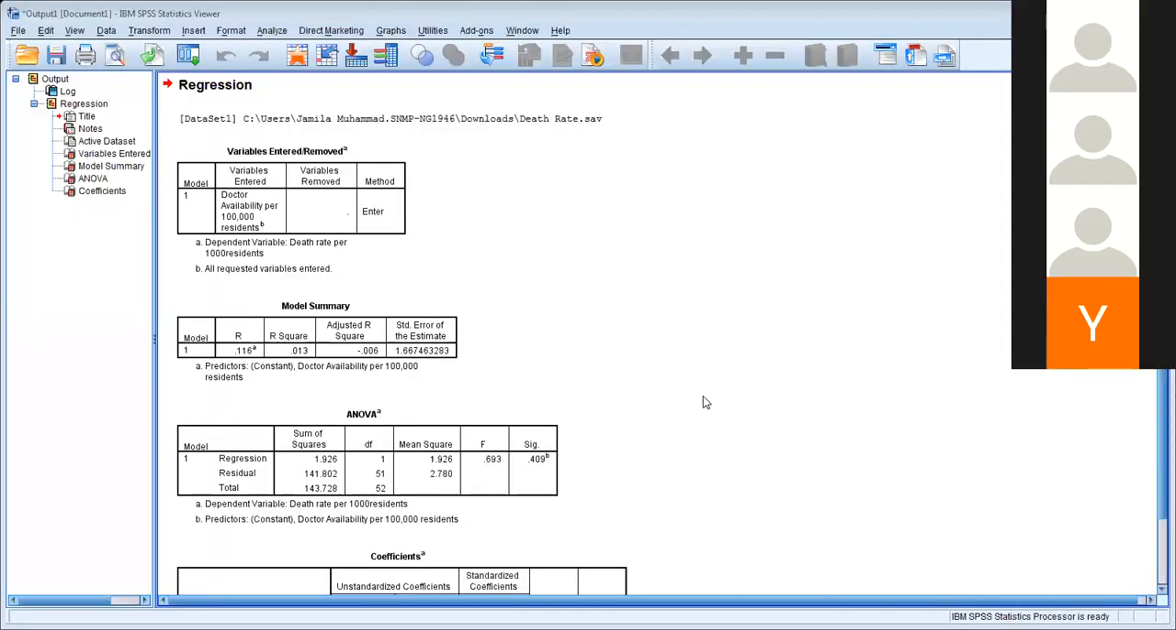Yes, you can see. Now you see the R square is very small, 1.3%. 0.01 is the correlation. R square is 0.013, that's 1.3%. Doctor availability makes no meaning.